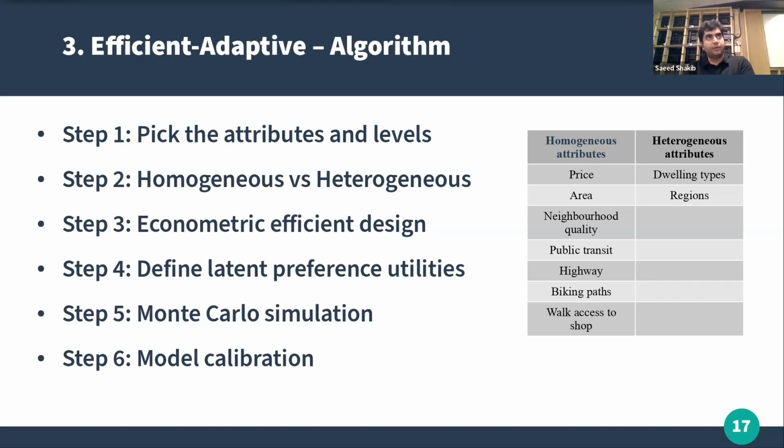So the algorithm that we proposed for new SP designs is this: if you want to do experiment design for location choice, instead of going with econometric efficient SP design, let's do efficient adaptive design. The first step is just like efficient design: pick your attributes and levels that you think might be important to the person making the decision.